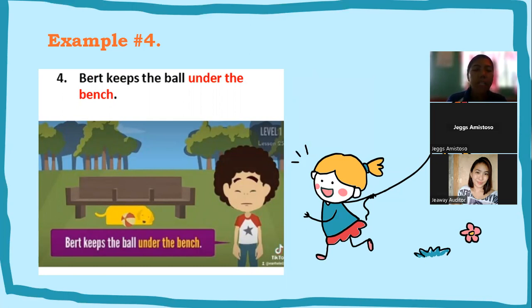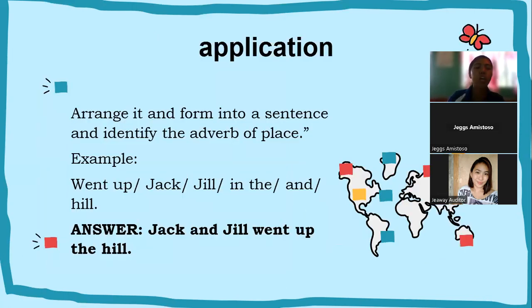Okay. So who has another example of adverb of place? Can you give me Kyle? Teacher, the book is on the table. Okay, very good. Okay, for your application, I think you understand already. So let's go to your application. So let's do an activity again. Please remain with your group. I will give you scramble words, and you are going to arrange it and form into a sentence and identify the adverb of place.